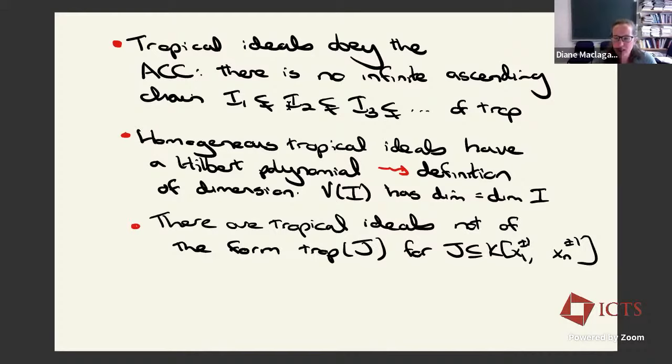If we're in the homogeneous ideals, we have a Hilbert polynomial, so we have a definition of dimension. And it turns out the maximum dimensional cells of the variety will have dimension equal to the dimension of the ideal.